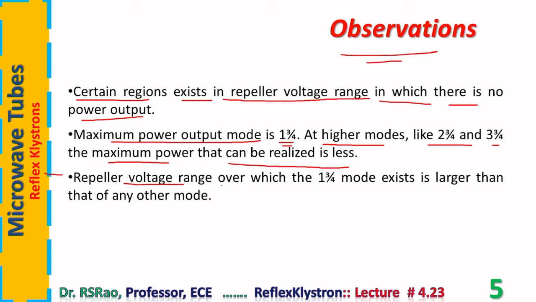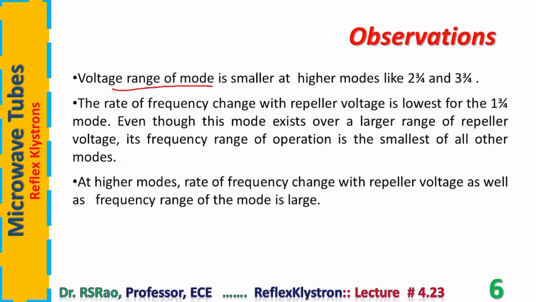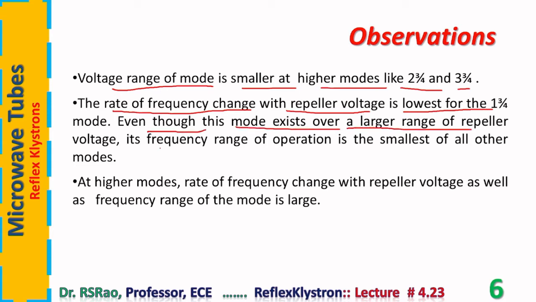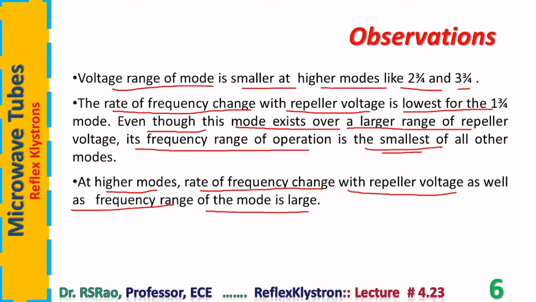Repeller voltage range over which the 1 3/4 mode exists is larger than that of any other mode. Voltage range of mode is smaller at higher modes like 2 3/4 and 3 3/4. The rate of frequency change with the repeller voltage is lowest for the 1 3/4 mode. Even though this mode exists over a larger range of repeller voltage, its frequency range of operation is the smallest of all other modes. At higher modes, the rate of frequency change with the repeller voltage as well as the frequency range of the mode is large.